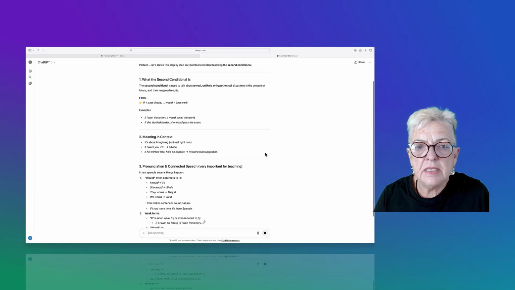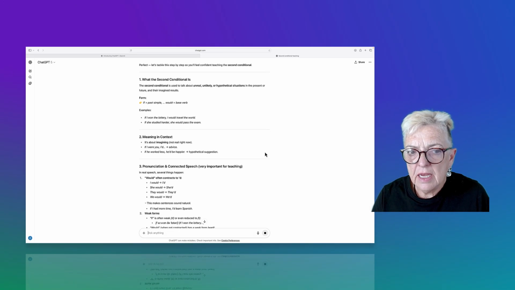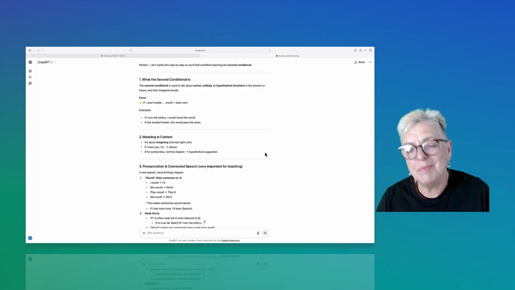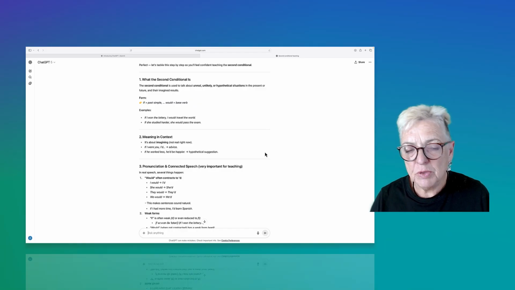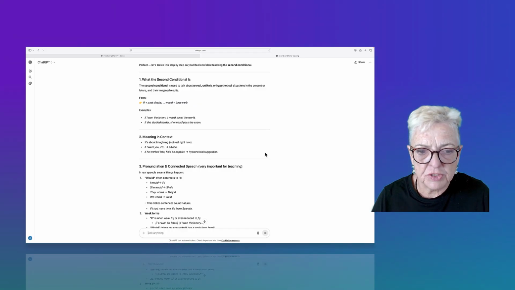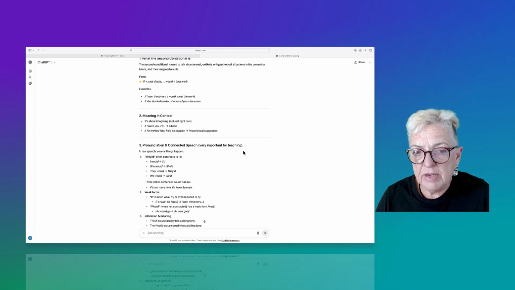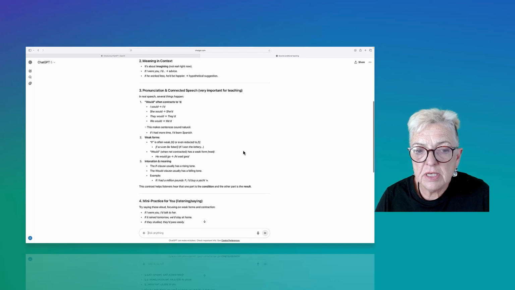So it's given me sample sentences and it started with the form. Yeah, the past simple. If I won the lottery, I would buy a Porsche. Or if I won the lottery, I'd buy a Porsche. I'd buy a Porsche if I won the lottery. The meaning, it's about imagining. It's not real in this situation. Connected speech. There are weak forms.